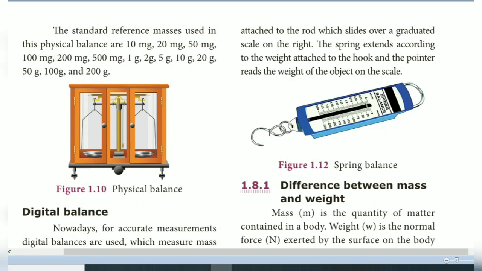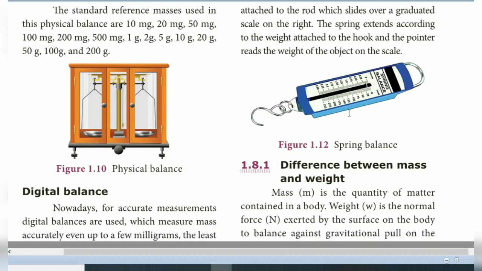It works by Hooke's law. Do you know what Hooke's law is? Hooke's law states that the addition of weight produces a proportional increase in the length of the spring. That means if we add weight here, the length of the spring will increase. Then one pointer is attached to the rod. Here, this is the pointer. By using this scale, we can measure the weight of the object.